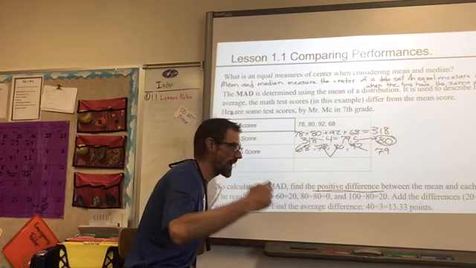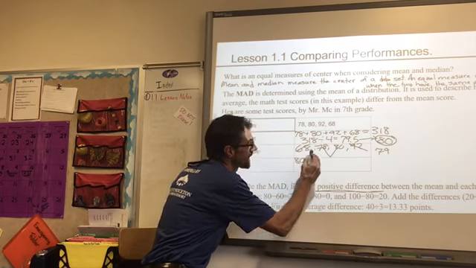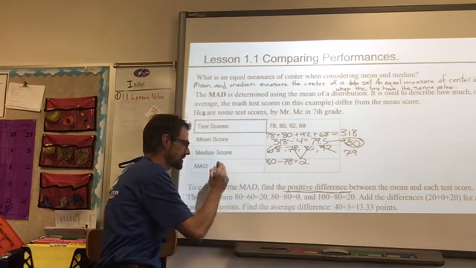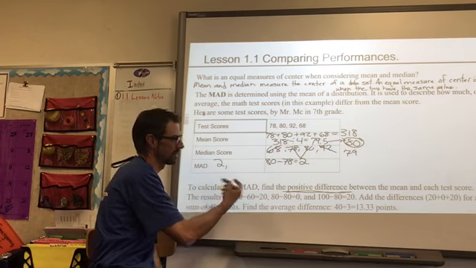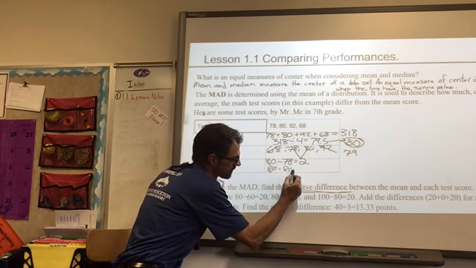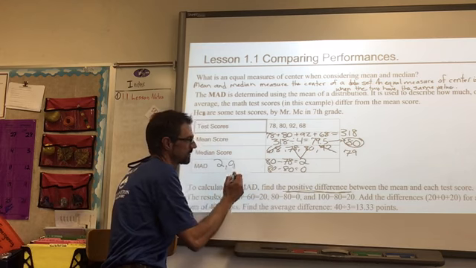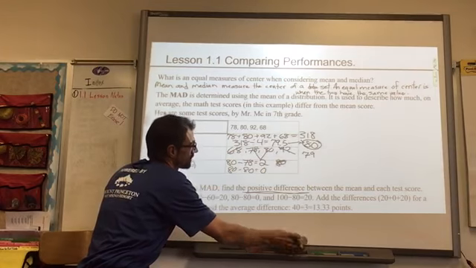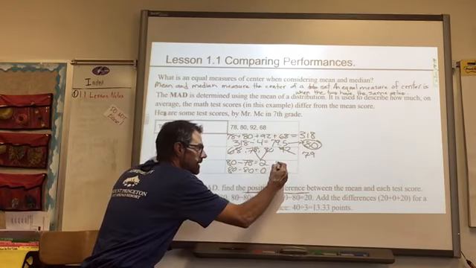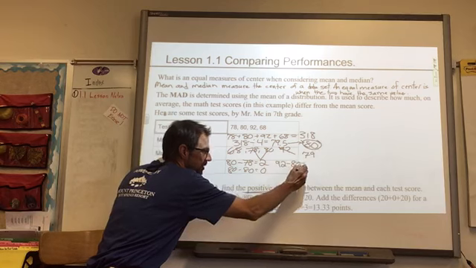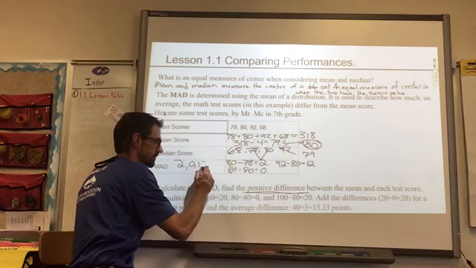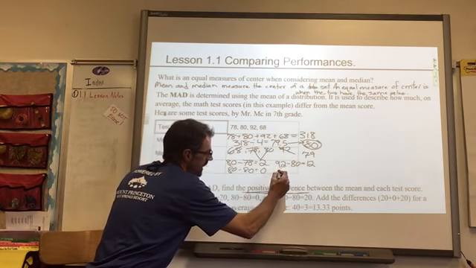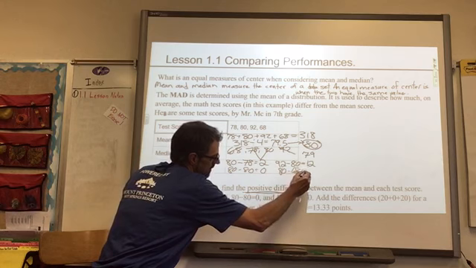So here, Patrick, I'm going to go 80 minus my first test score, 78. So I had a difference of 2. I'm going to write that over here. Then 80 minus 80, difference of 0. And then 80. Whoops. That's not going to work out because 92 is bigger than 80. 92 minus 80 equals 12. 80 minus 68 equals 12.